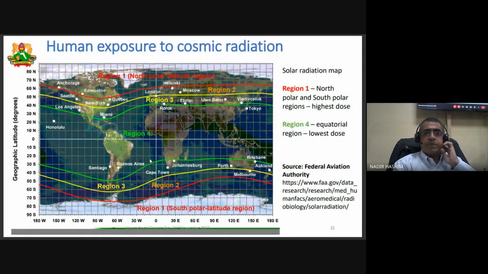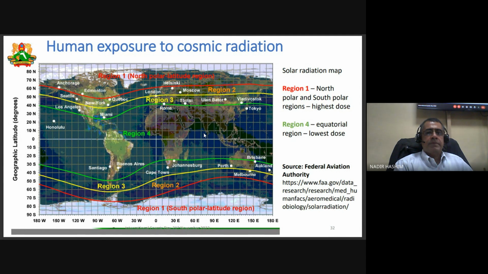So to put things into perspective, here is another plot showing you the different regions. Region 4 is near the equator. This is where you have the lowest dose if you fly 40,000 feet and above, and then followed by region 3, and then region 1, you have the highest dose. So you can see where region 1 is, the northern hemisphere and extreme southern hemisphere. So if you fly in the northern hemisphere, you get more dose due to cosmic radiation as compared to flights within the equator. But this should not worry you.